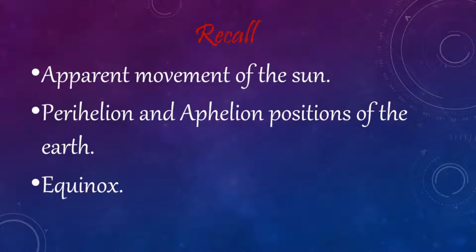Lastly, we discussed equinox. As the Earth revolves around the Sun, the equator receives perpendicular rays on 2 days. On these days, both the poles are at the same distance from the Sun. This condition occurs on 21st March and 23rd September and is known as equinox. There are two types of equinox: spring or vernal equinox and autumnal equinox.